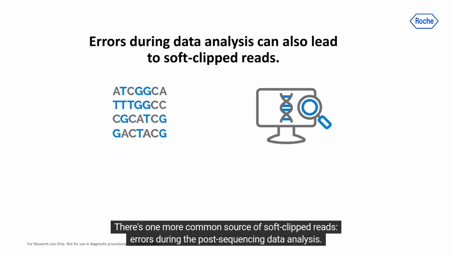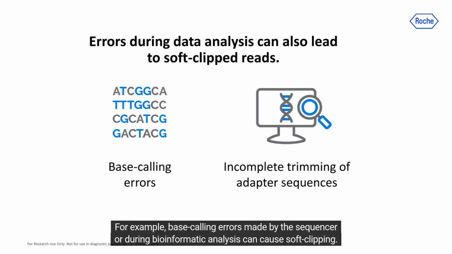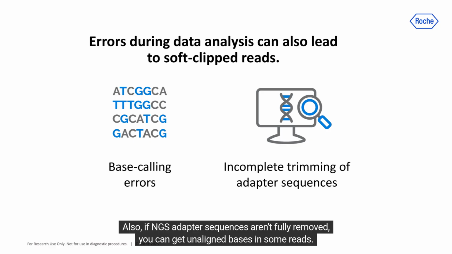There is one more common source of soft-clipped reads: errors during the post-sequencing data analysis. For example, base calling errors made by the sequencer or during bioinformatic analysis can cause soft clipping. Also, if NGS adapter sequences aren't fully removed, you can get unaligned bases in some reads.